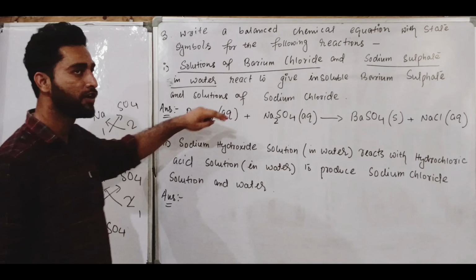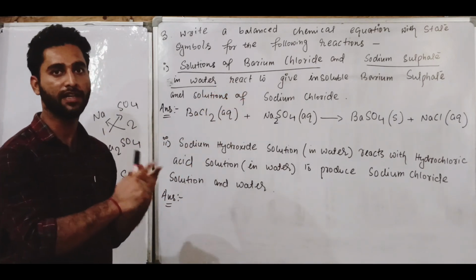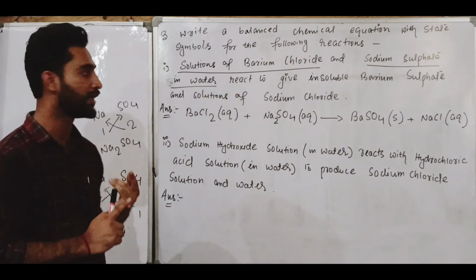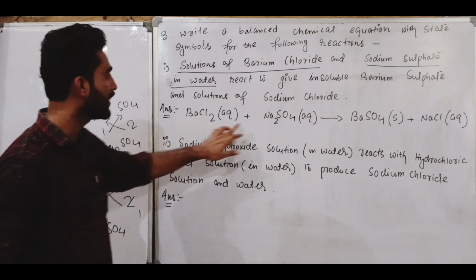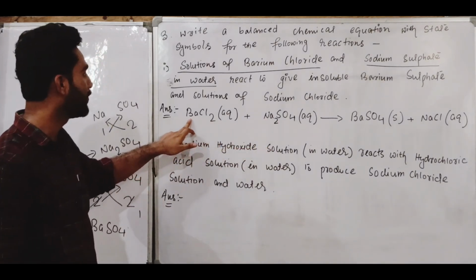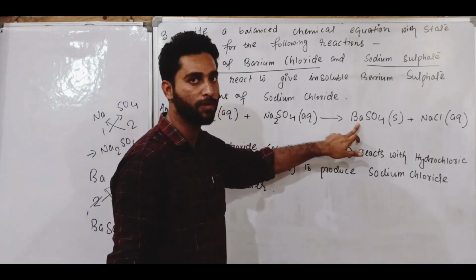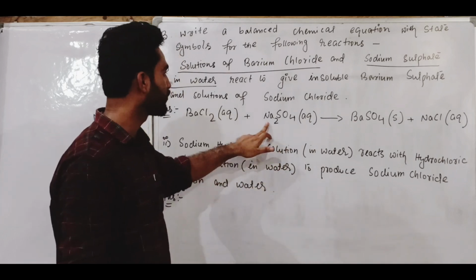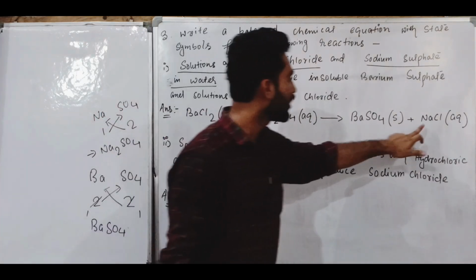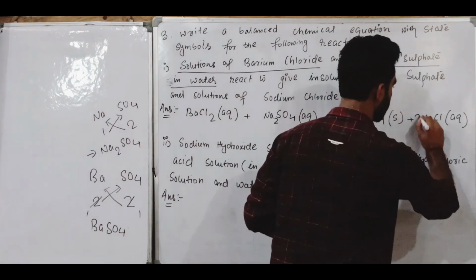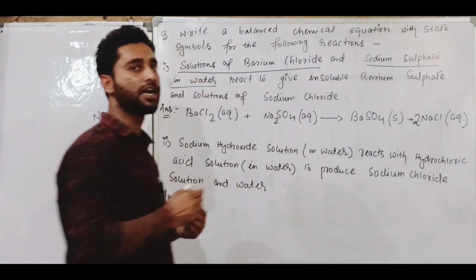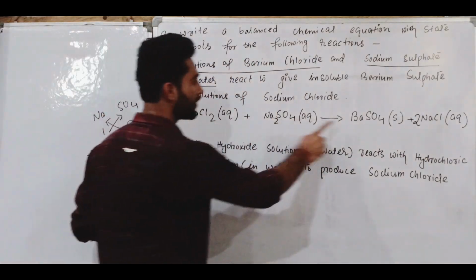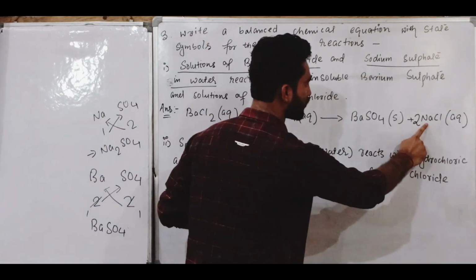Now check. Already a trick I told. First metal, then non-metal, then oxygen, and then hydrogen. So metal, barium is the metal and the sodium is the metal. Here barium how many? 1. Here barium how many? 1. That means barium is balanced. Now sodium. Sodium how many here? 2. Here how many? 1. So here put 2. Now again start from the beginning. Barium 1, barium 1. Sodium 2, sodium 2.